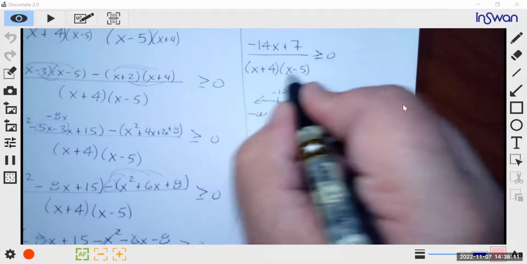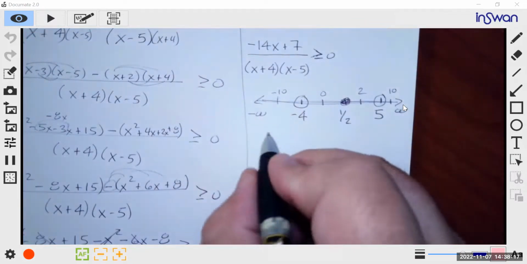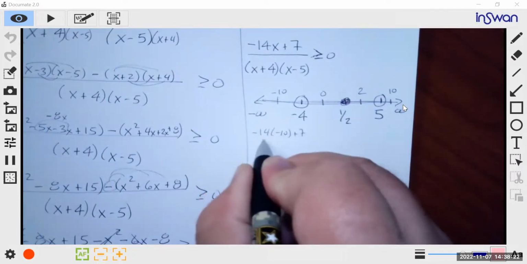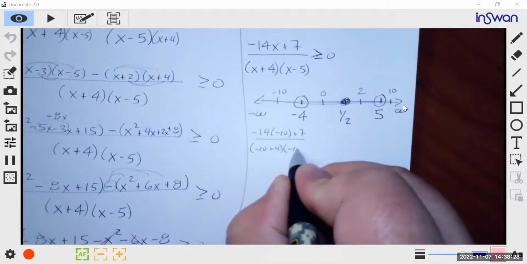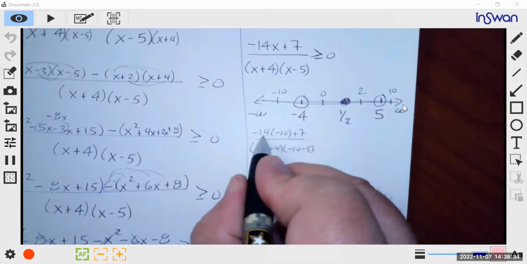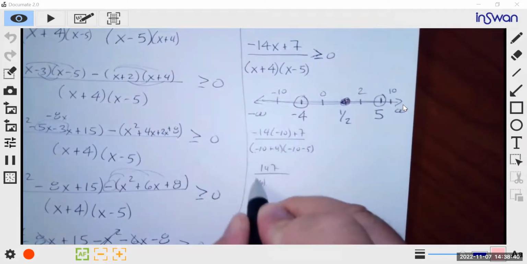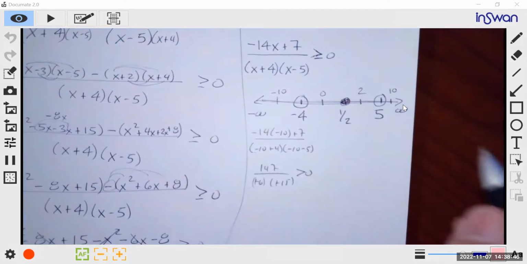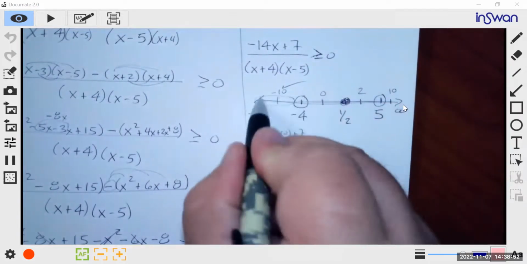Right, because it says this expression is greater than 0, so we're looking for positive answers only. So negative 14 times negative 10 plus 7, over negative 10 plus 4, negative 10 minus 5. Negative is a positive: 140 plus 7, 147. Then the bottom is negative 6, negative 15, so it's positive. It's greater than 0. Check. Since it's greater than 0, we can use it. So this will be one of our intervals.